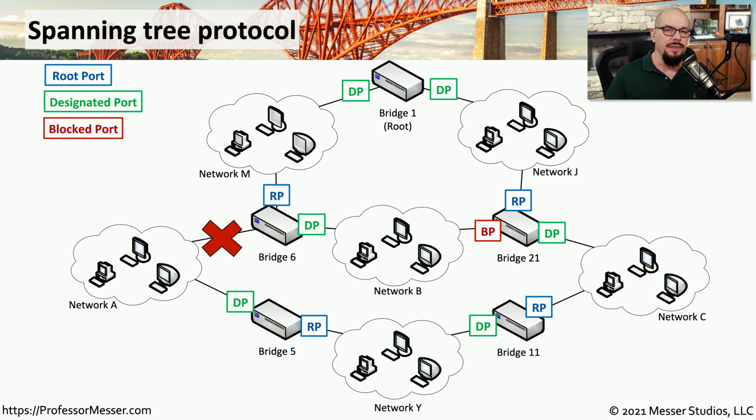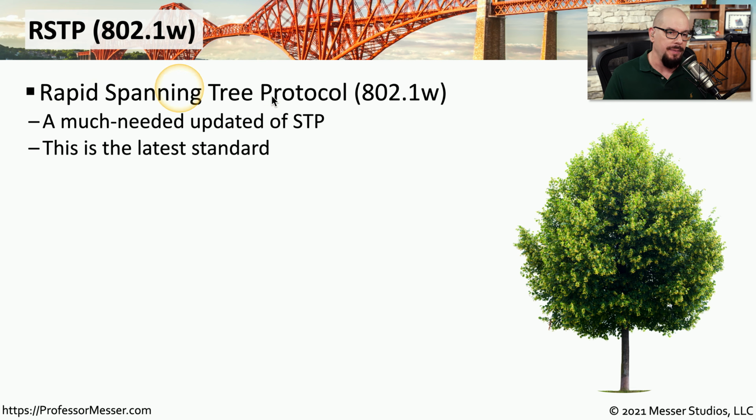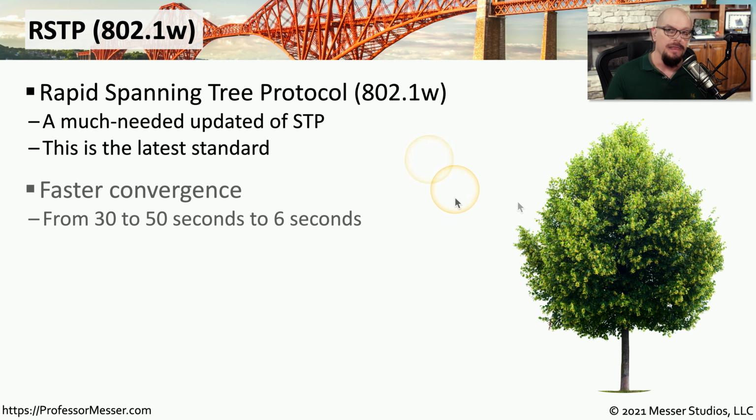One of the challenges with the traditional spanning tree protocol is that convergence process can take anywhere from 30 to 50 seconds. And on today's networks, that is a very long time to be without any type of data connectivity. To be able to resolve that, there's an updated version of spanning tree protocol called the Rapid Spanning Tree Protocol, or RSTP. This is also 802.1w as the standard. This updated rapid version of spanning tree will decrease the convergence time from 30 to 50 seconds down to 6 seconds.